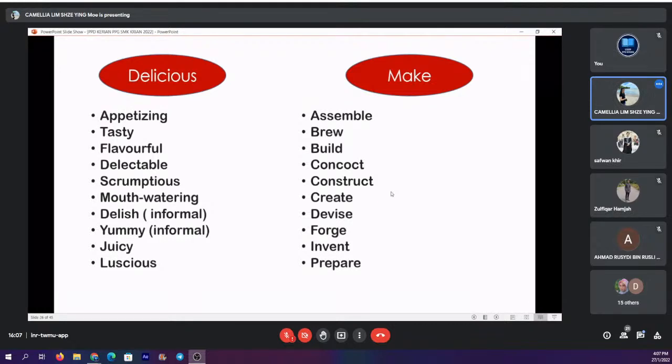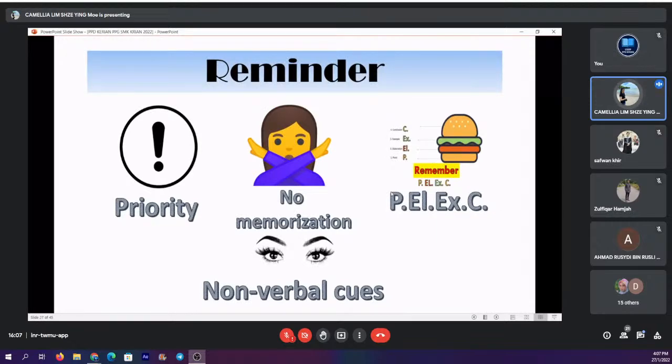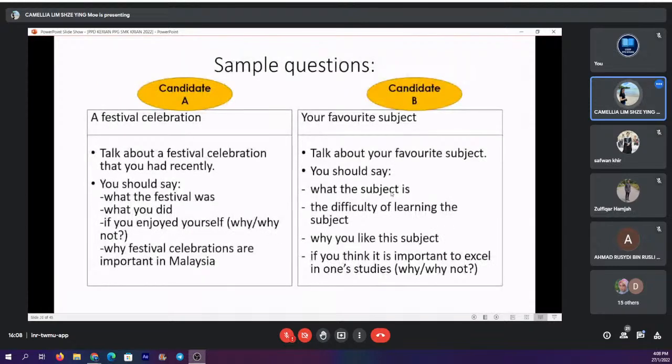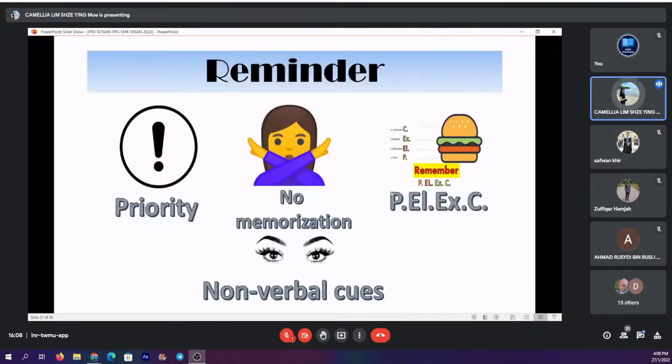So the last part for now, for me. Here are a few reminders that I feel teachers should please remember: the priority here is to answer all the questions asked. If you look at the sample question again just now, there are 4 points here that you have to answer, right? The students will have to answer 4 points: what the festival was, what you did, if you enjoyed yourself, why or why not, and why festival celebrations are important in Malaysia. So the priority here is to answer all 4 of the questions.